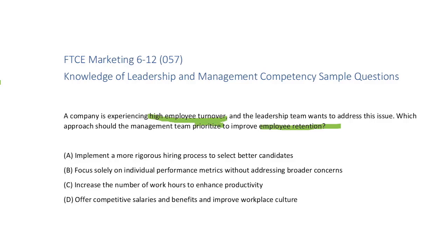Implementing a more rigorous hiring process is not helpful and can be intimidating, creating less applicants, so this isn't necessarily the best answer. Focusing solely on individual performance is important, but it can't be the priority when the company is having a high employee turnover rate. An increase in the number of hours worked could possibly have a negative impact and cause even more employee turnover. Therefore, D, offer competitive salaries and benefits and improve workplace culture is the best answer.